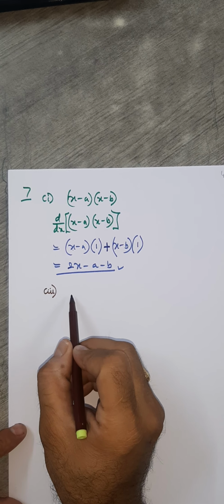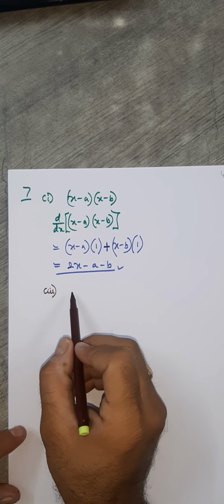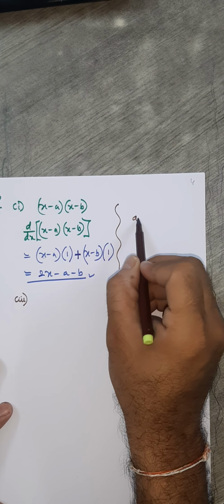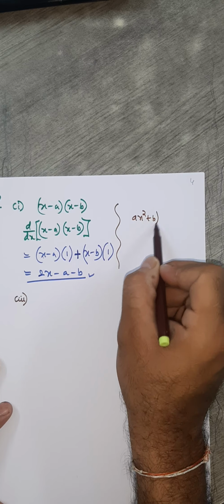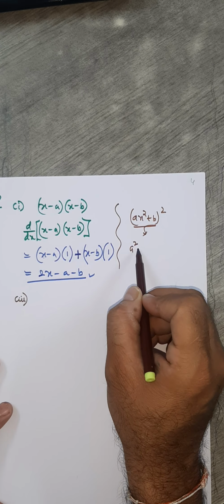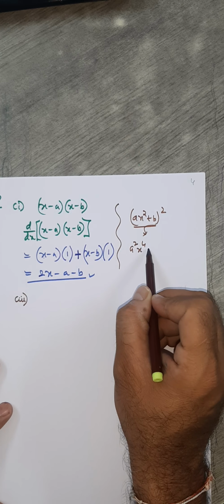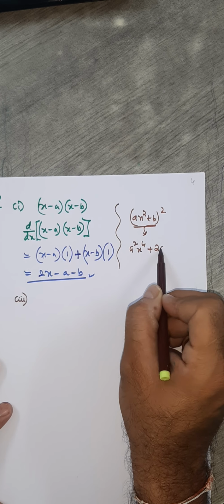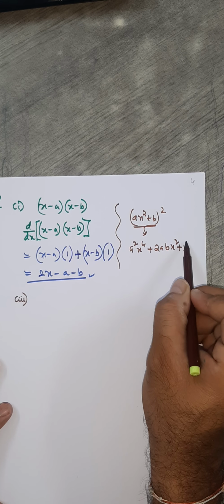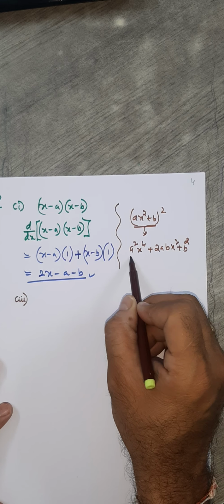I'll go to the third now. Second you can try, just open the bracket. Second you can do like this. You are given ax square plus b the whole square. So expand it first. So you have a square x raised to 4 plus 2abx square plus b raised to 2. This is simple expansion.